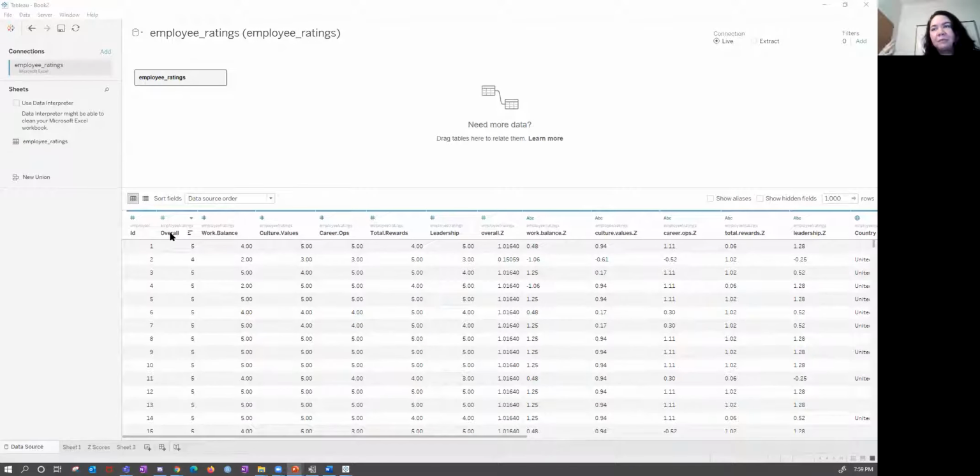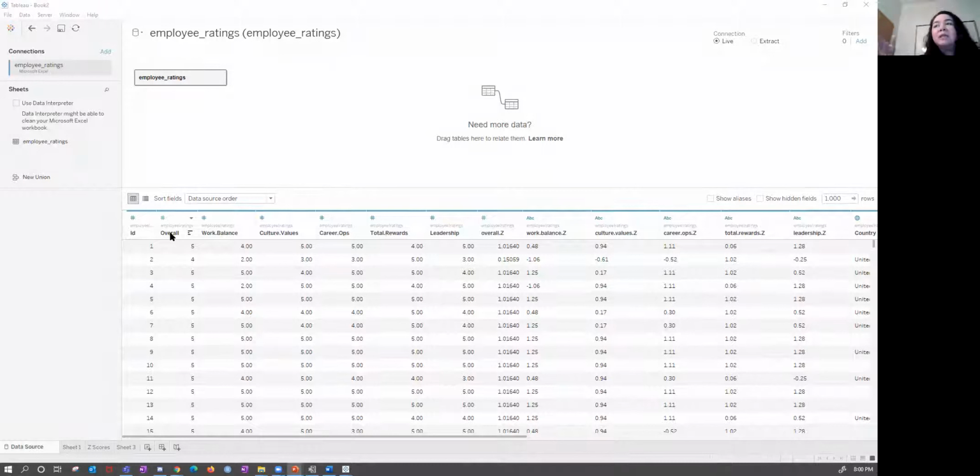They have a question about your overall rating of the company that you worked for. How would you rate the work-life balance? How do you rate the company in terms of culture and values? How would you rate the company in terms of career opportunities? How do you rate the company in terms of total rewards, meaning pay and extra benefits? And how do you rate the company in terms of their leadership?